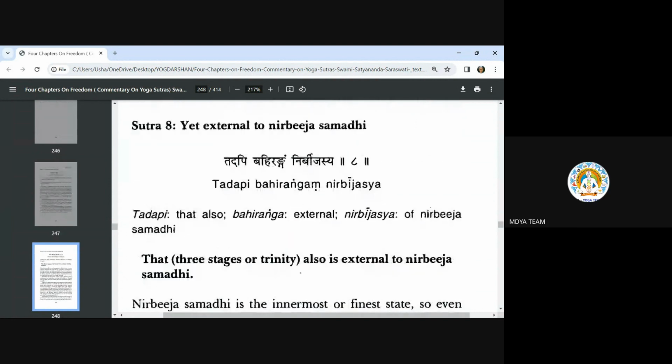From an examination point of view, if you're clear with this, you will be able to answer any of the questions that come out in especially these sutras. Tadapi Bahirangam Nirbijasya. This is the 8th sutra. Now, what is the 8th sutra saying? It is talking about Nirbija Samadhi. And when we talk about Nirbija Samadhi, what are the Bahiranga practices for Nirbija Samadhi? All the stages of Sabija Samadhi become Bahiranga for Nirbija Samadhi. Okay, Dharana, Dhyana and Samadhi, these three become Bahiranga practices for Nirbija Samadhi.